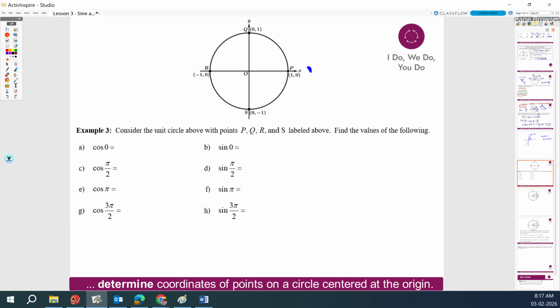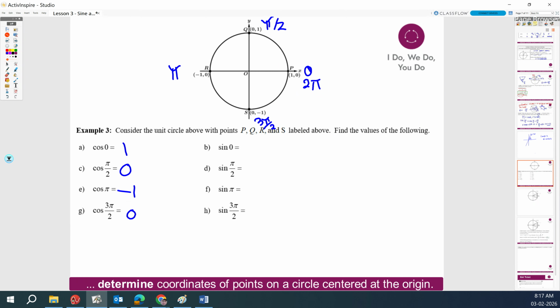In radians, this point here the angle is 0. Here is pi over 2. Here is pi. Here is 3 pi over 2. And then here is 2 pi. If we want the cosine value, is the cosine value the x coordinate or the y coordinate? Cosine value is the x coordinate. The x coordinate here is 1. Here it's 0. Here it's -1. And here it's 0 again.